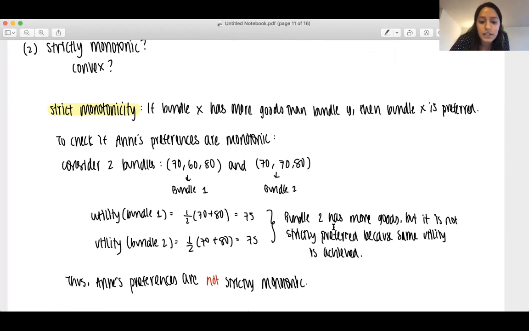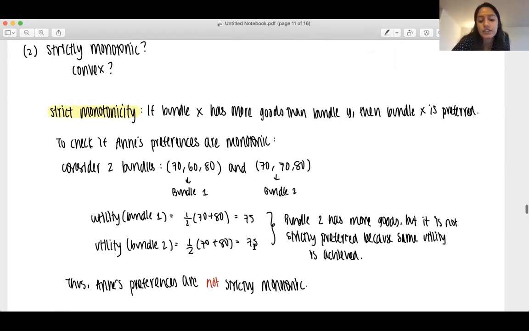So because bundle 2 has more goods, as we can see, it has 10 more. The way that we're looking at it is that her exam scores are her goods. So she has 10 more goods technically in bundle 2 than in bundle 1, but it's not strictly preferred because the same utility is achieved. She gets the same utility if she gets 60 on the second exam in bundle 1, or if she gets 70 on the second exam in bundle 2, because she's already gotten a grade of 70 before.